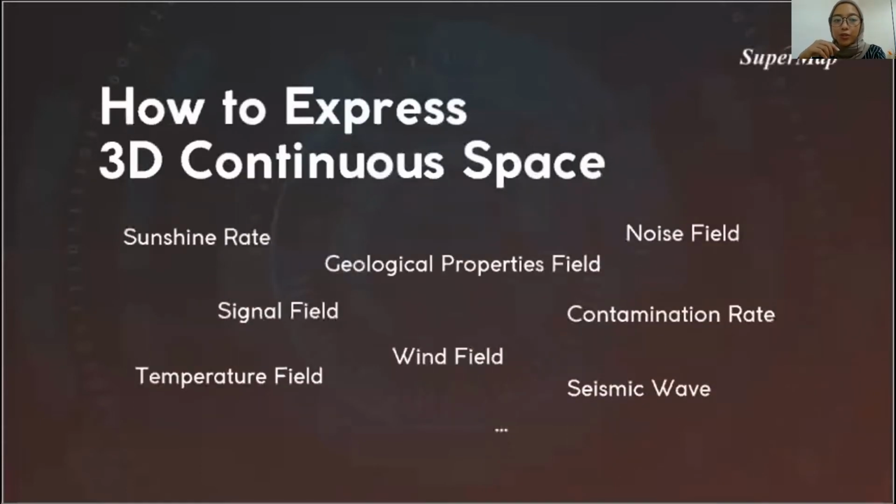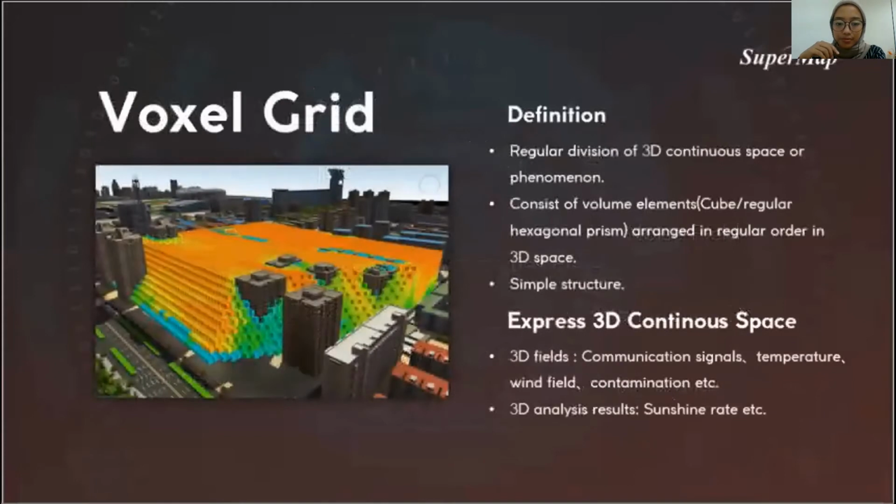So this will be very useful to express the sunshine rate, geological properties field, noise field, and many more. And this is more detail about the voxel grid. So actually I have said it before. Basically, this is a regular division of 3D continuous space or phenomenon, and it's a very simple structure, and it can express 3D continuous space by using 3D fields, and also we can provide the 3D analysis results.